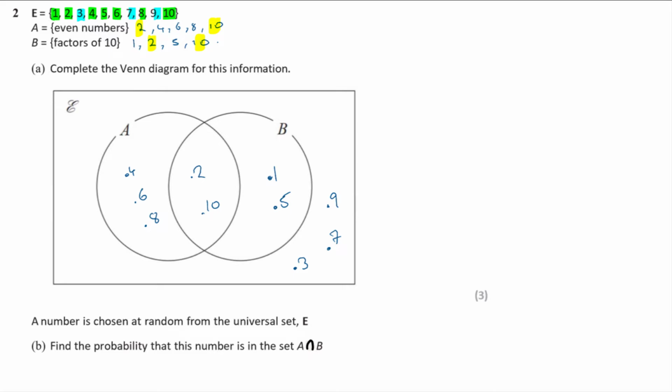Okay, so there we go. I think I've got all of them. I could just double check by counting. 1, 2, 3, 4, 5, 6, 7, 8, 9, 10. Yeah, I got them all.